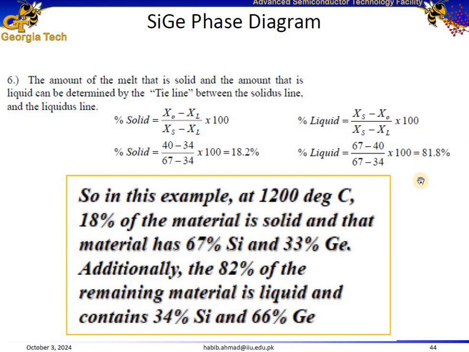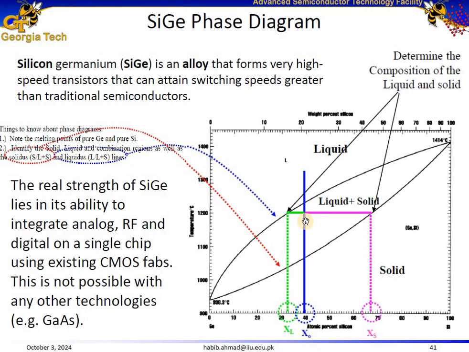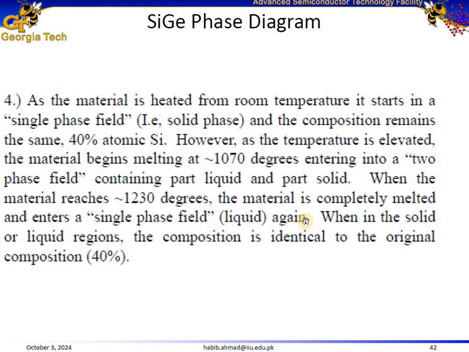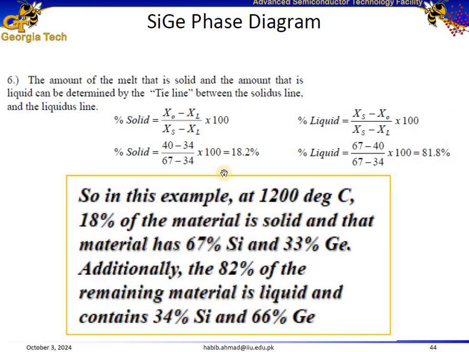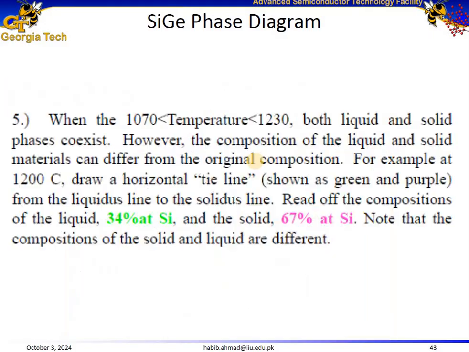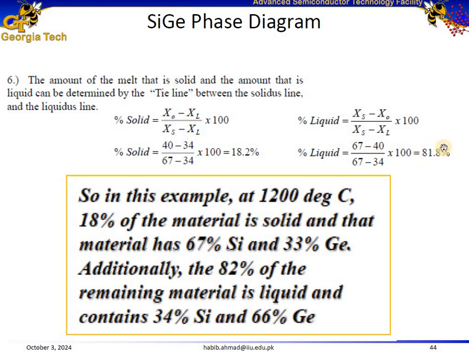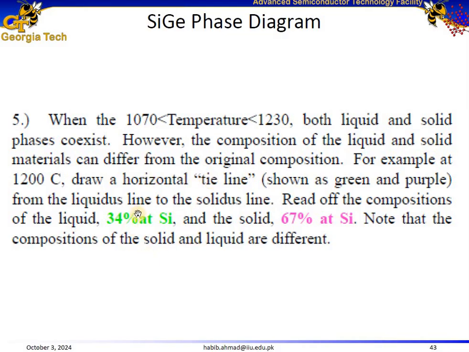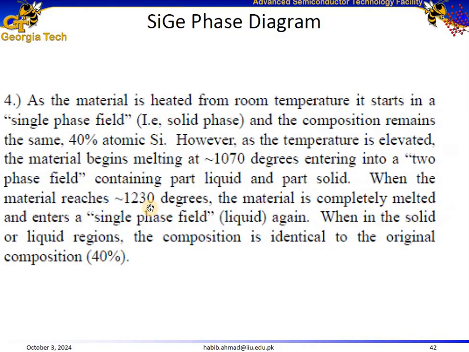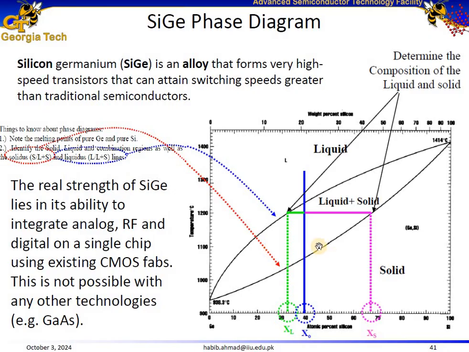So once again, to summarize, we are in the mixed phase, and part of the alloy is going to be solid, part of the alloy is going to be liquid. So 18.2% of the alloy is solid, and out of that solid material 67% is silicon. Similarly, 81.8% of the material is liquid, and out of that, 34% is silicon. So this is how you approach this problem.